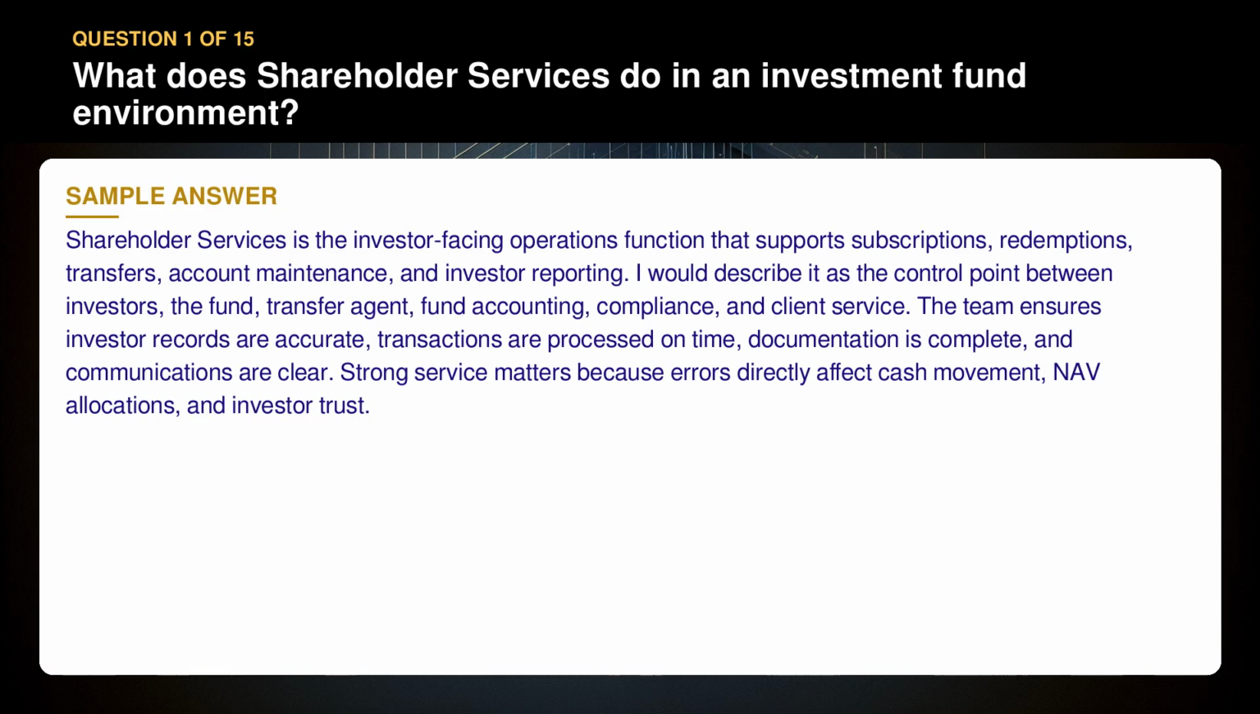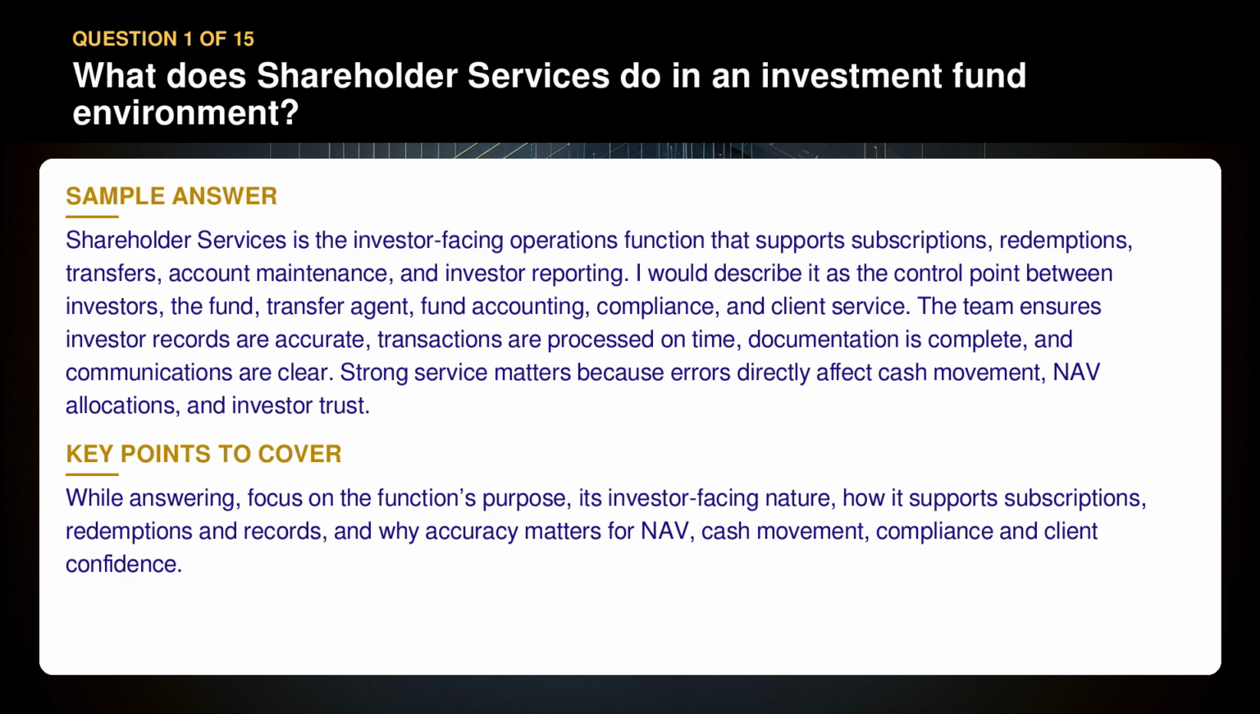Strong service matters because errors directly affect cash movement, NAV allocations, and investor trust. While answering, focus on the function's purpose, its investor-facing nature, how it supports subscriptions, redemptions, and records, and why accuracy matters for NAV, cash movement, compliance, and client confidence.